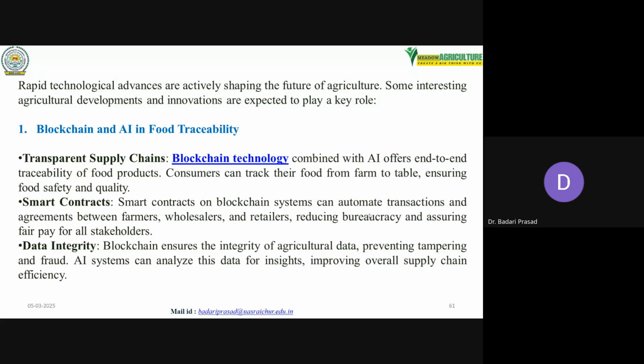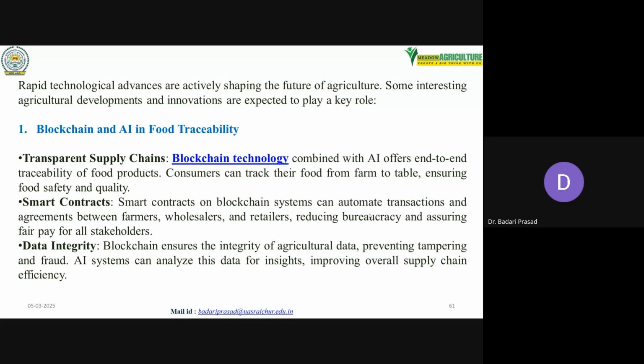So it builds a consumer and producer relationship along with transparency. I will be satisfied if I consume 100% organic, and the farmer will feel happy that the person who eats the produce which he has grown will be happy. So it is a mutual benefit. Similarly, smart contracts on blockchain systems can automate transactions and agreements between farmers, wholesalers, and retailers, reducing the bureaucracy and assuring fair pay for all stakeholders. Data integrity: blockchain ensures the integrity of agriculture data, preventing tampering and fraud.